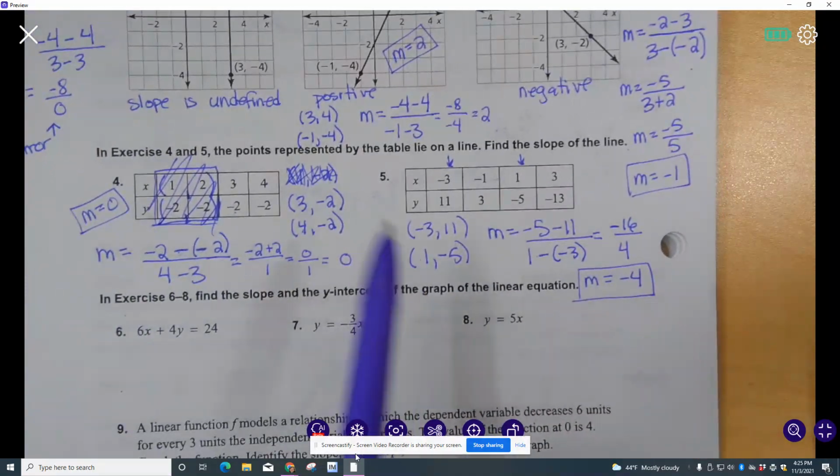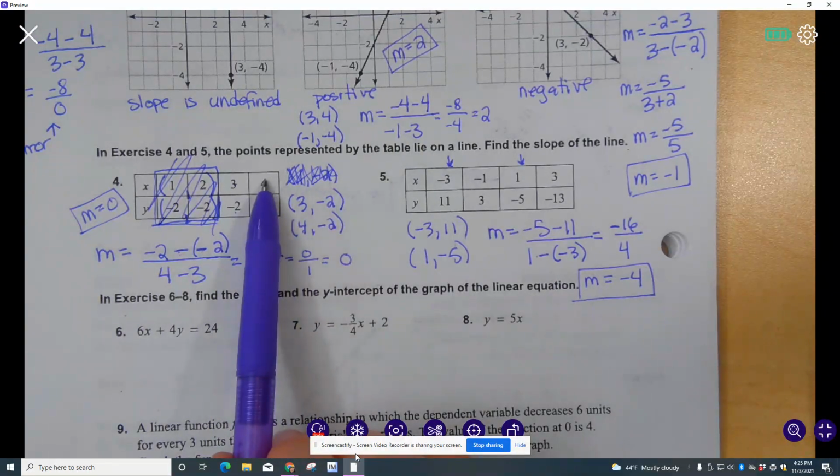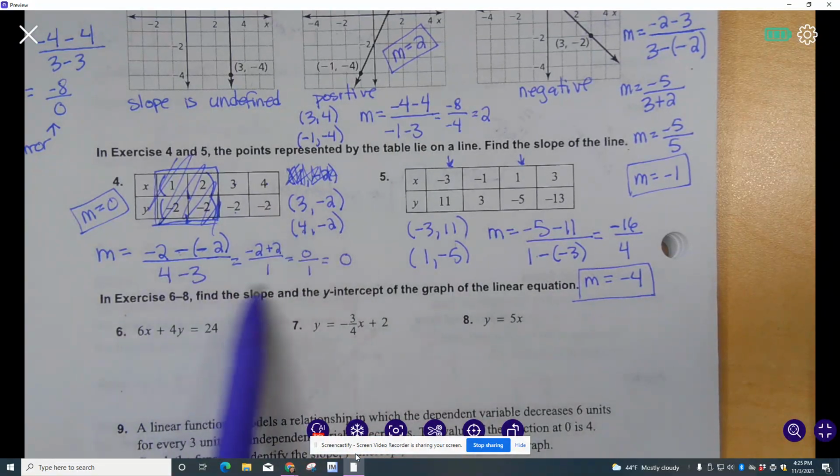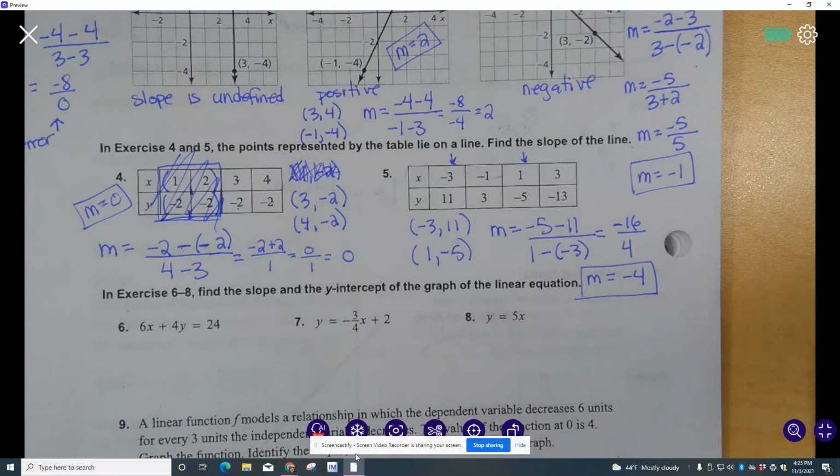And then sometimes you'll be given a table of values, but remember, these are just coordinate points. This is x, this is y, x, y, x, y, x, y. Plug them into your formula. So that is it for the first part of this lesson. And then you will start your assignment for today.